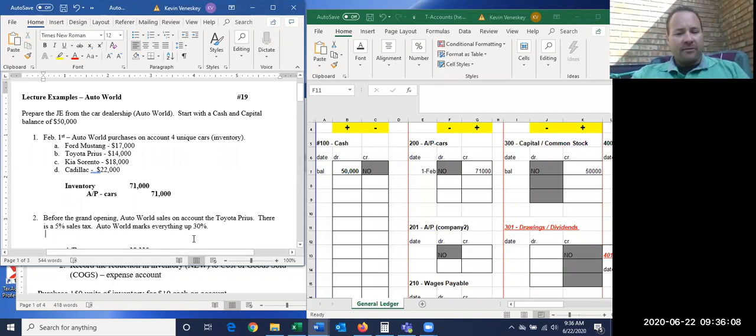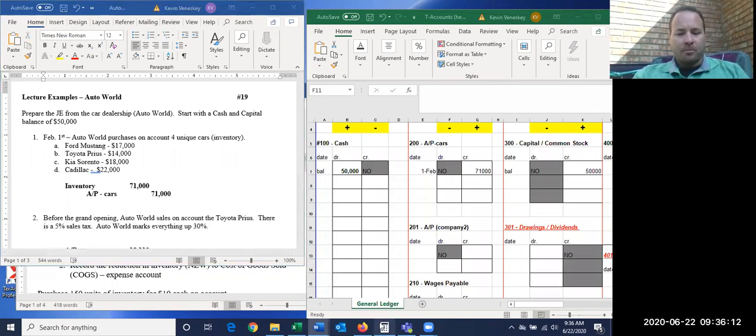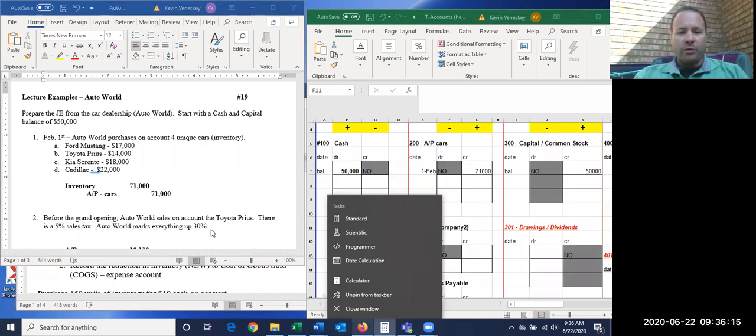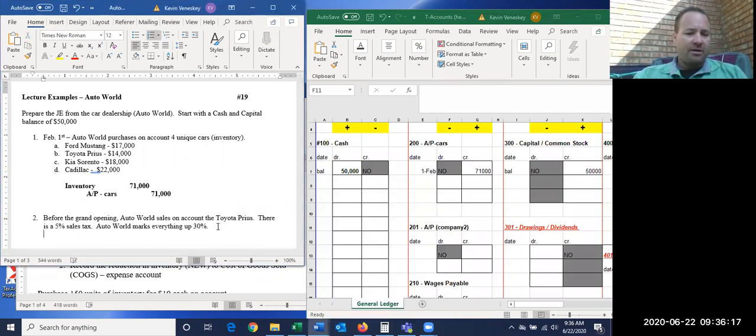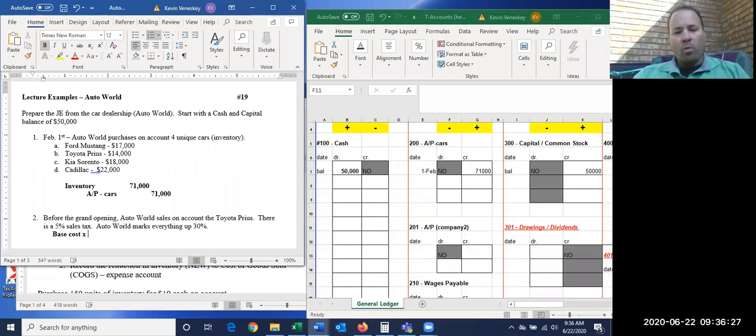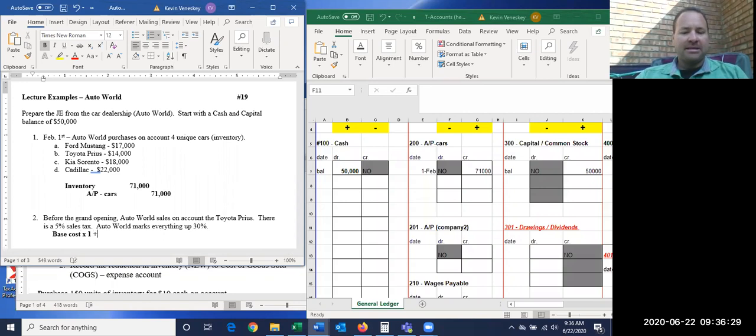All right, so first thing first, let's figure out how we do this markup. When you have a markup, all you do, and I'll put this down here in my answers, as the markup, you take your base cost and then you multiply by 1 plus the decimal markup.